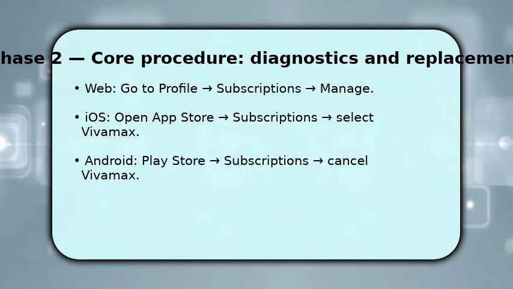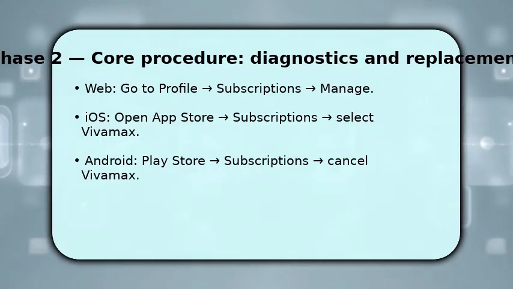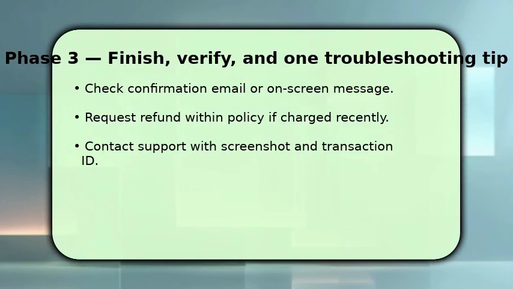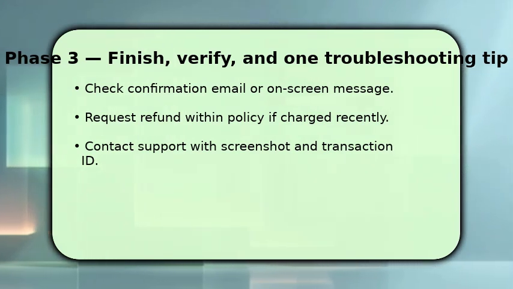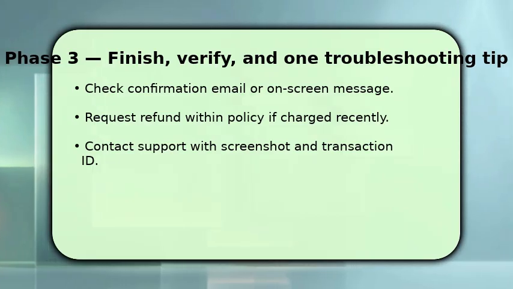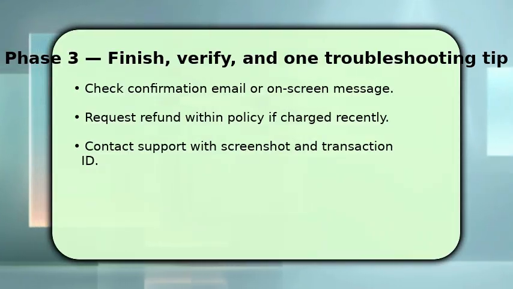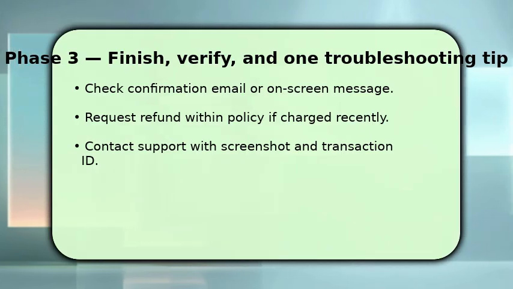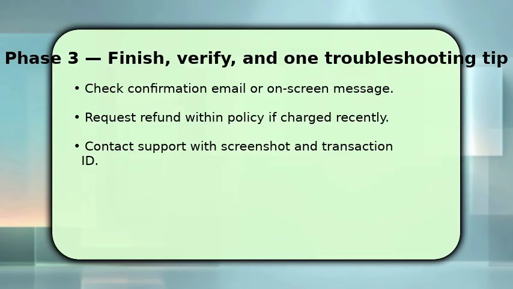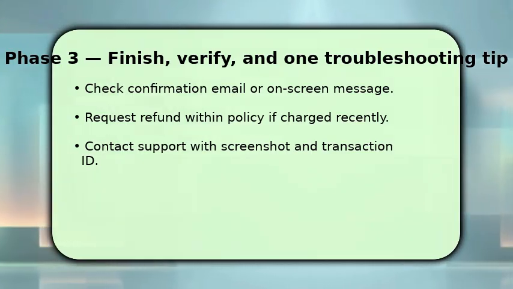You finish by confirming cancellation and handling exceptions. First, verify the confirmation email or subscription status on your account page. If you were recently charged, request a refund promptly and explain timing. Platform policies vary. If cancellation fails, clear app cache, try a different device, or log out and back in. These fixes resolve sync issues. If problems persist, contact Vivamax support with screenshots and the transaction ID for faster resolution.